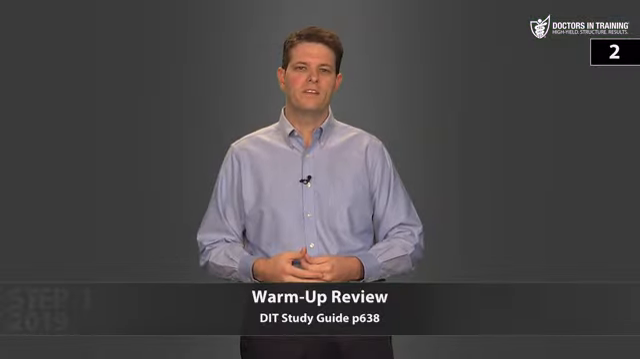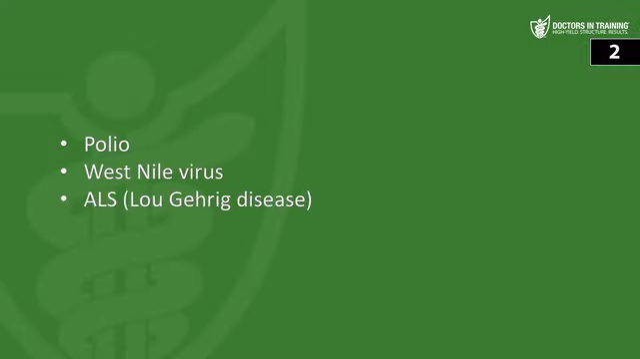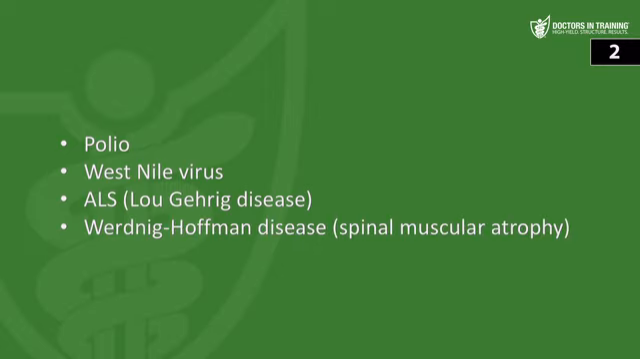Next question, what diseases specifically damage the anterior horn? So you have polio, West Nile virus, ALS or Lou Gehrig's disease, and Werdnig-Hoffmann disease. All right, that's it for the warm-up. Let's go ahead and get started with the lecture.